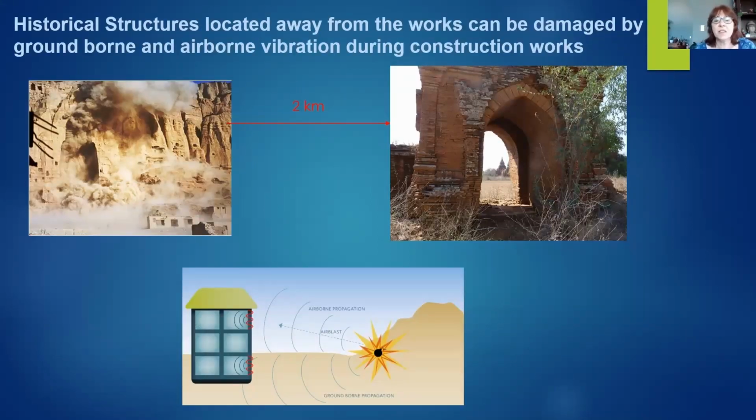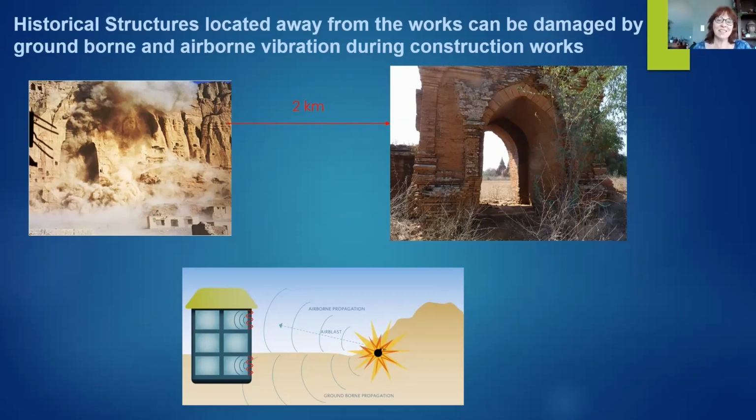Again, we're looking at things that could be quite far away. We're still in the construction phase. So we have blasting and a fragile structure 2 kilometers distant. If it was a modern building, maybe the blasting would have no impacts at all. But we need to look at the actual fragility, the condition of our heritage resources to see how they can be damaged.